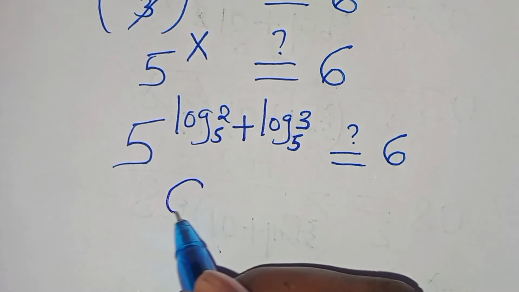5 to the power of log 2 to base 5 is in the form of b to the power of log a to base b, and this should give us a value of a. So this implies that 5 to the power of log 2 to base 5 is the same thing as 2, and 5 to the power of log 3 to base 5 is equal to 3. So let's substitute this so that we have 2 times 3. This should give us a value of 6. So 2 times 3 is 6, and this is equal to 6.